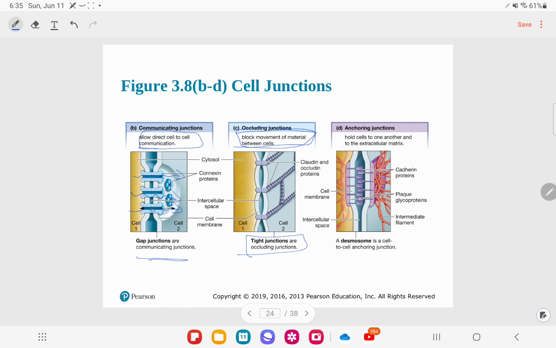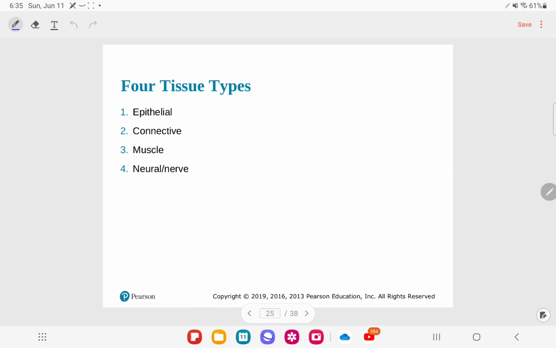And then we have these anchoring junctions, right? These hold cells to one another and to the extracellular matrix, such as a desmosome, right? The desmosome is a cell-to-cell anchoring junction, connecting cells with one another, right? Or like a hemidesmosome, connecting that cell to the basement membrane or the extracellular matrix, okay?